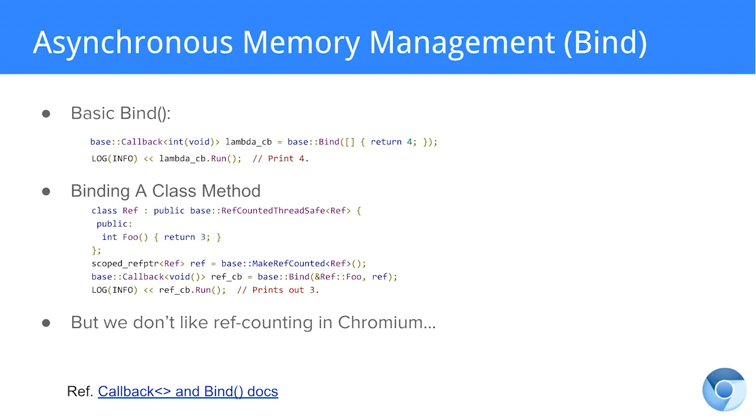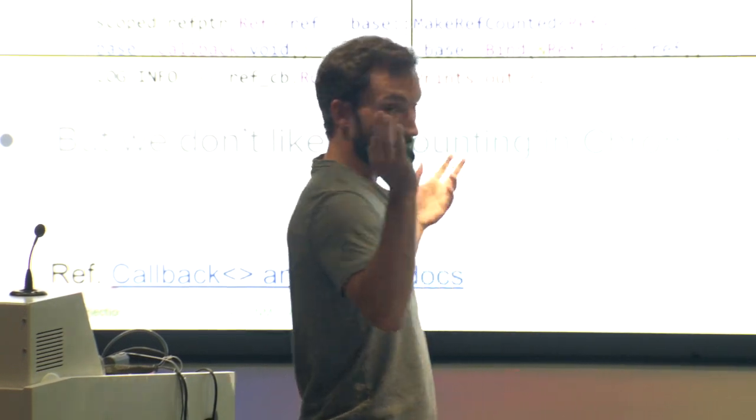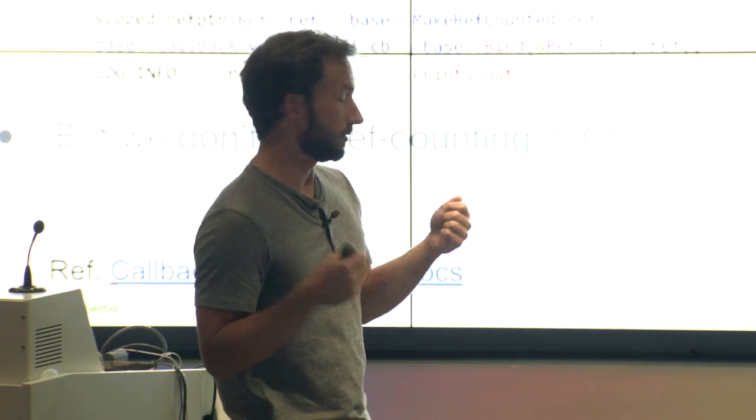Because ref is ref counted, bind is automatically going to take an extra ref, and then your callback is going to be holding on to a ref. So now you have two references to this class, and when you invoke the callback forever, you're effectively just saying print 3, print 3, print 3, and this cannot use after free because you have a reference to it.